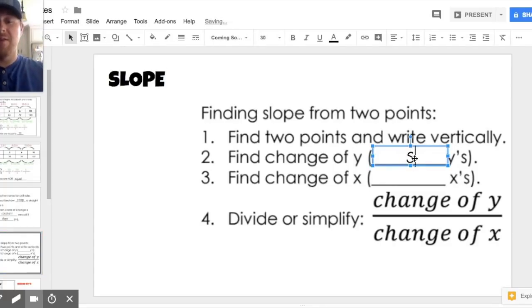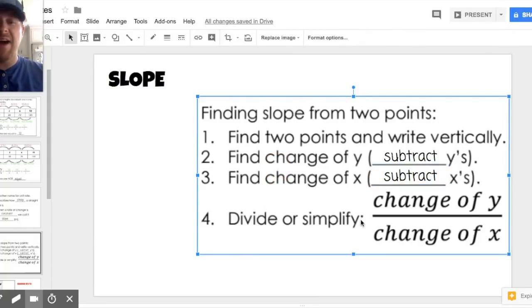So first thing we do is we subtract our y's. We find the change in y. Remember I said this just a minute ago. This was talking about subtracting y's. So then to find the change in x, same idea, we subtract. Okay, so we're going to subtract our x's and our y's to get the change.